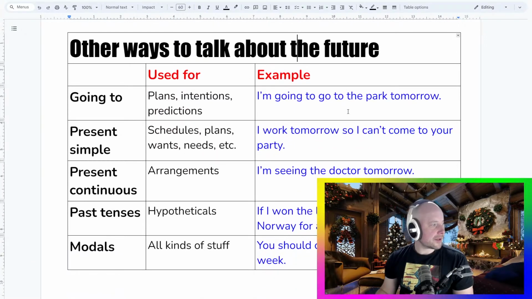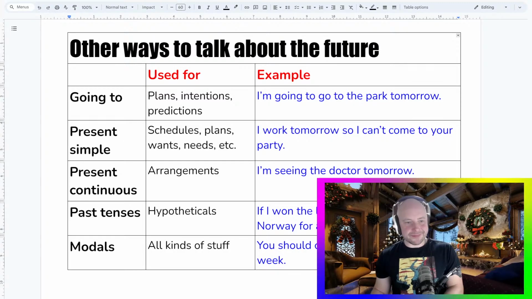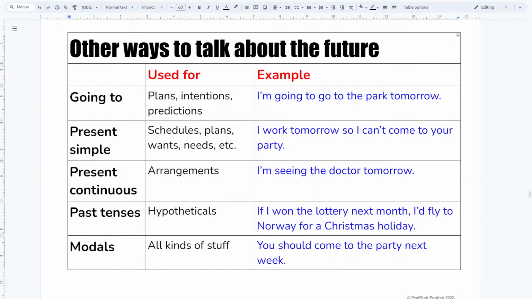Great. Oh, yeah. So other ways to talk about the future. We're not going to explore this in detail, but I did think it was worth mentioning in this stream that there are many other ways to talk about the future, not only will. So you can also use gonna, present simple, present continuous, past tenses, and modals. So take a look at those. Take a look at the examples. If you would like any further explanation of those, you can ask.